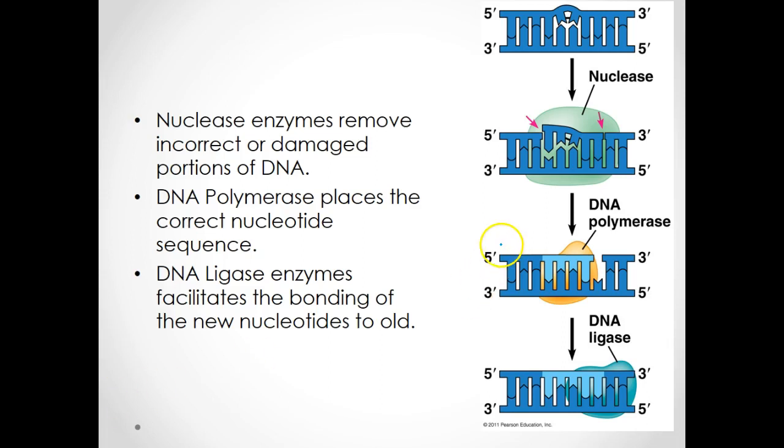So if you accidentally put in the wrong base pairs, notice they didn't bond very well, nuclease enzymes, or enzymes that digest or break down nucleic acids, will come in and will pull out the wrong base pairs. Okay, notice it's pulling those out. And then DNA polymerase 1 will come in and fill in the gap with the proper DNA base pairs before DNA ligase comes in and actually bonds the two fragments together.